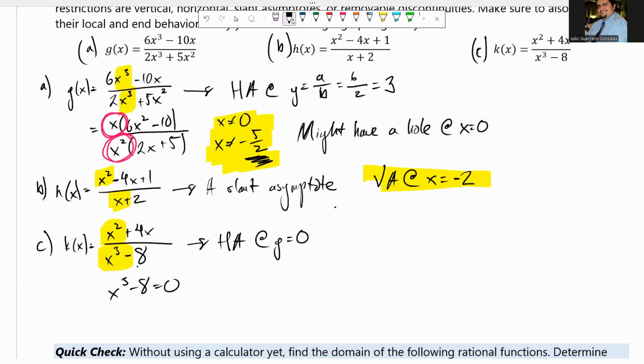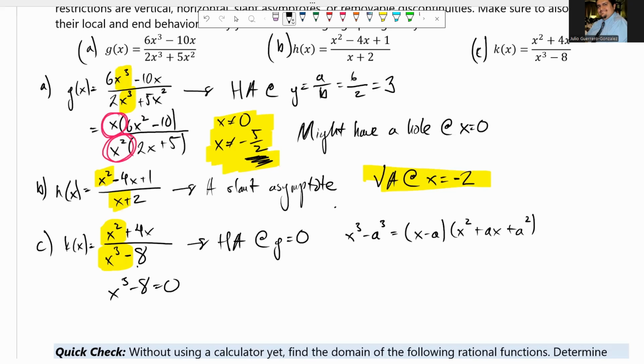I'm going to give you guys an equation. This should come from high school. We're not going to use it very often, but I think it's often enough that I should write it down. x cubed minus a cubed is equal to x minus a, times x squared plus ax plus a squared.